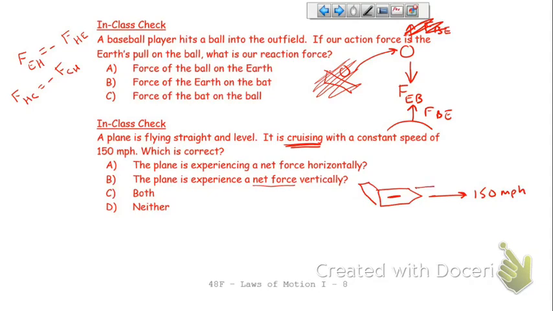So we have the force of thrust, we have the force of drag, and these two must cancel each other out because we're at a constant speed. If we weren't at a constant speed, there would be an acceleration and there would be a net force. So does it experience a net force horizontally? There is a force horizontally, but it's no net force. So neither one of those two is right. So D was the best choice in that one. There's neither a horizontal net force, nor is there a vertical net force. Yeah? Cool? Yeah.